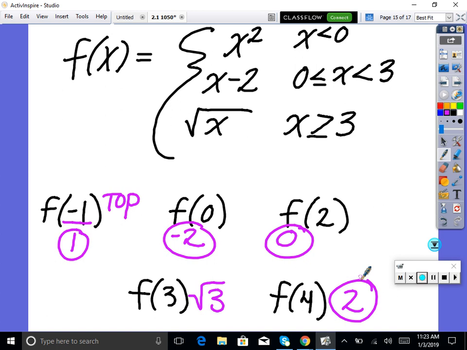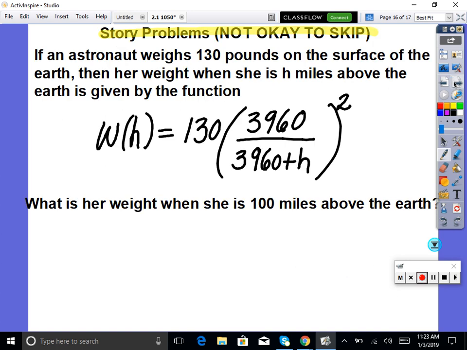Questions on that? All right, now I don't want to hear any sighs when they see this. Yes? Great question. When solving, we need plus or minuses. When simplifying, no. Just go with the primary root. Great question. All right, so guys, we don't skip story problems.